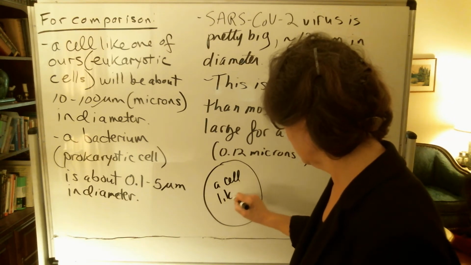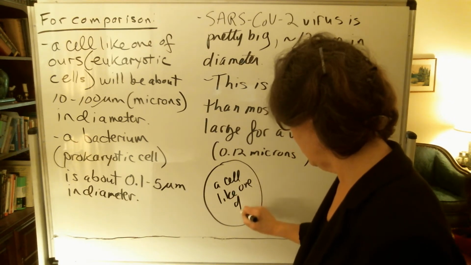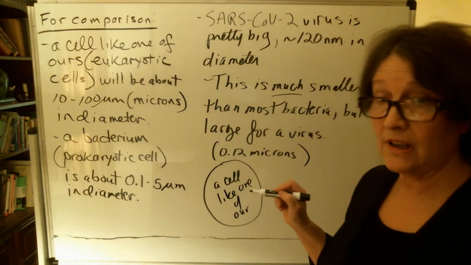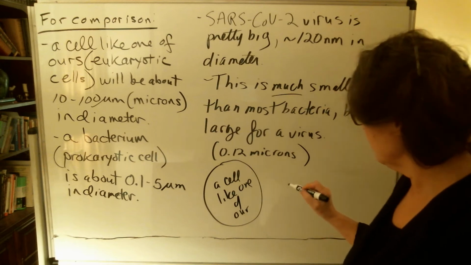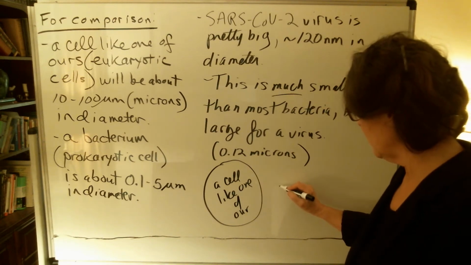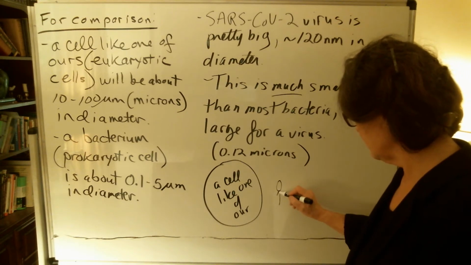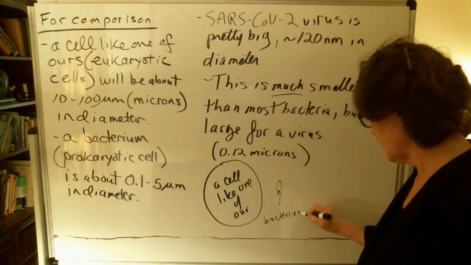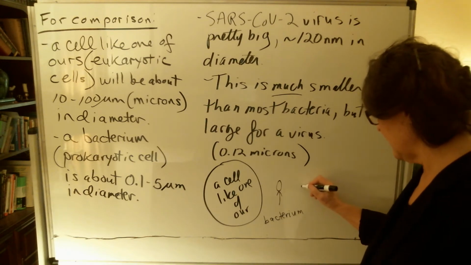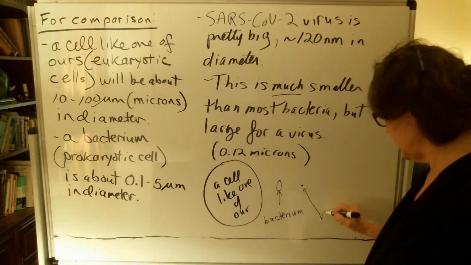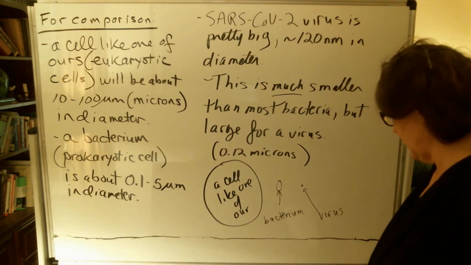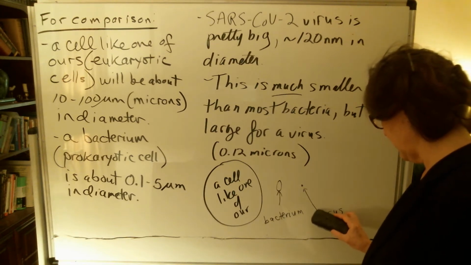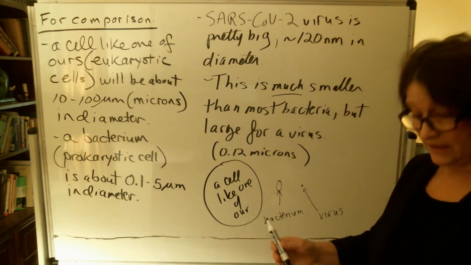So just to give you an idea, let's say that this is a cell like one of ours, a skin cell or a lung cell or anything like that. Okay, so there we have a cell like ours. And maybe something like that might be your basic bacterium. And then compared to that, that's going to be some virus or other. So we are talking about huge differences in size.